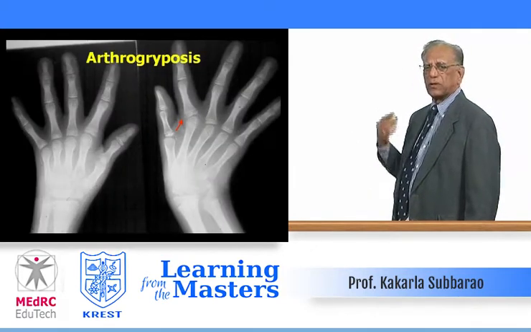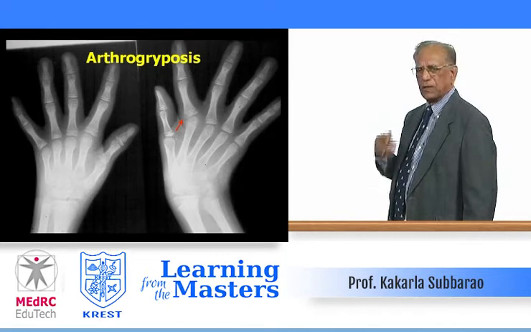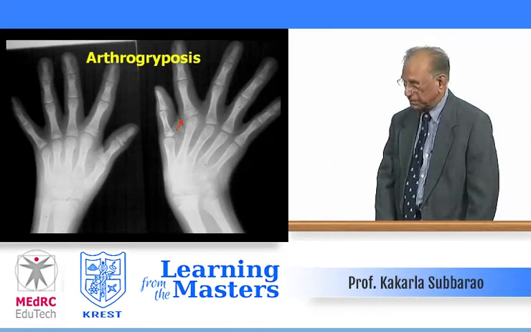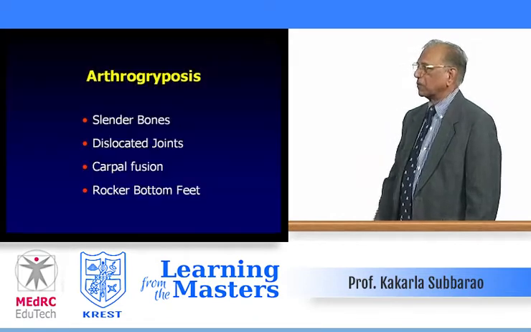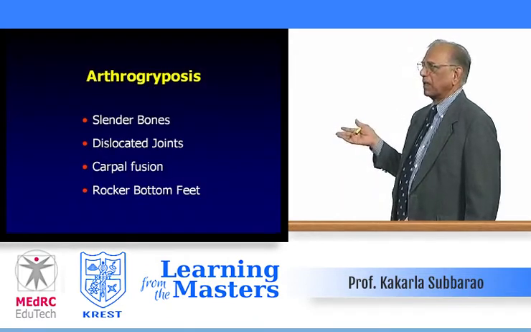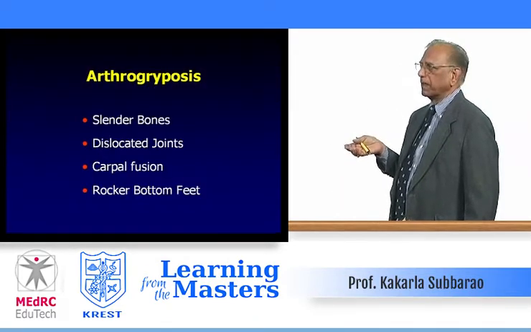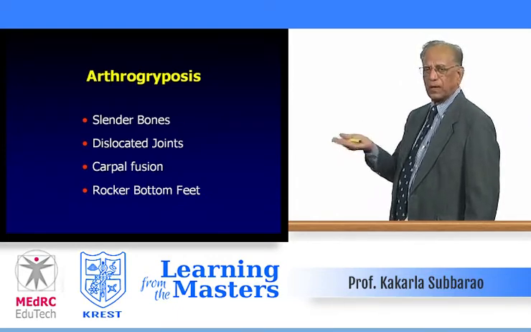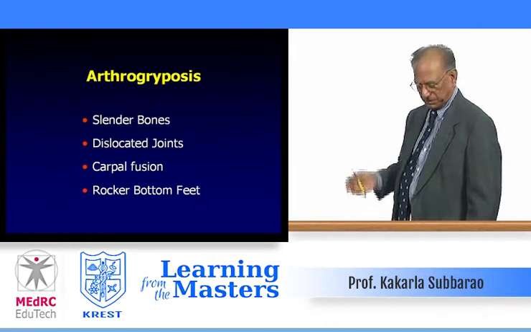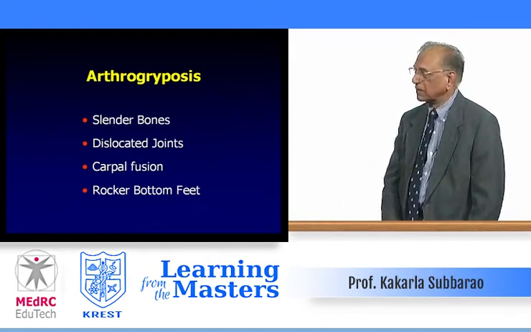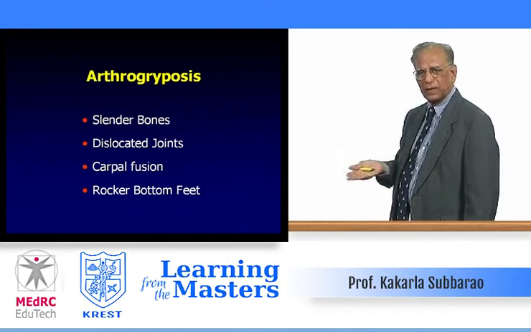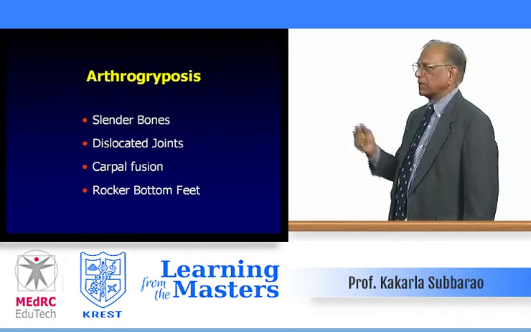Arthrogryposis, congenital dislocations of various joints, hips, knees, including metacarpophalangeal joints. Arthrogryposis, generally, slender bones, dislocated joints, as I said already, carpal fusion, and rocker bottom feet. Rocker bottom feet means there is a vertical talus and the calcaneus is convex downwards.